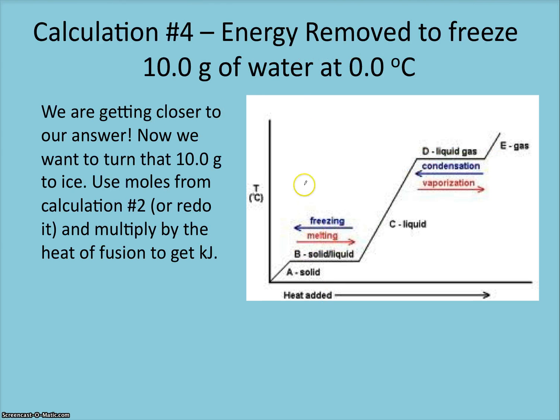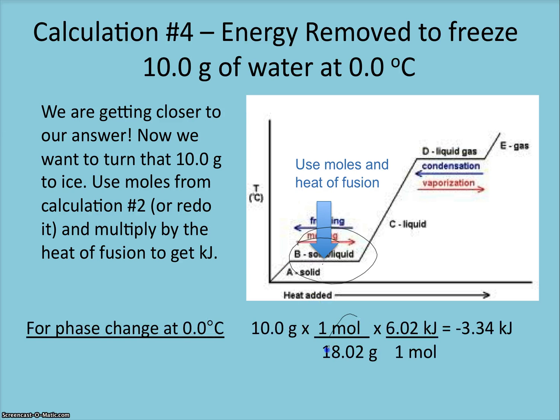Fourth calculation: energy removed to freeze 10 grams of water at 0 degrees C. That would be along here. We have no temperature change, so we're going to use moles, which we already calculated, and the heat of fusion. I'm showing you how to get the moles again here. We're just taking our grams, dividing by the molar mass, and this time we use the molar heat of fusion, 6.02 kilojoules per mole, and get our answer in kilojoules. And there it is.